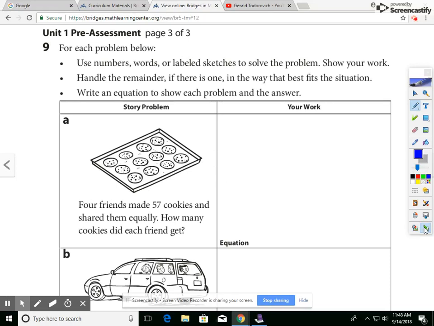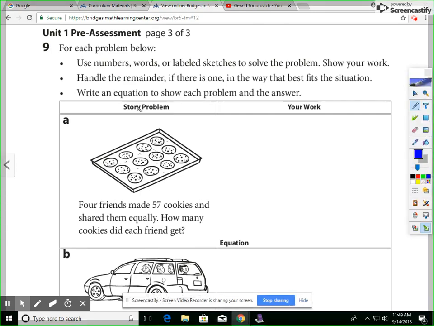Okay, here's our last page of the pre-assessment. This is story problems. Use number words or labeled sketches to solve the problem. Show all of your work. Most important part of this question is to handle the remainder, if there is one, in the way that best fits the situation. And then they want us to write an equation.